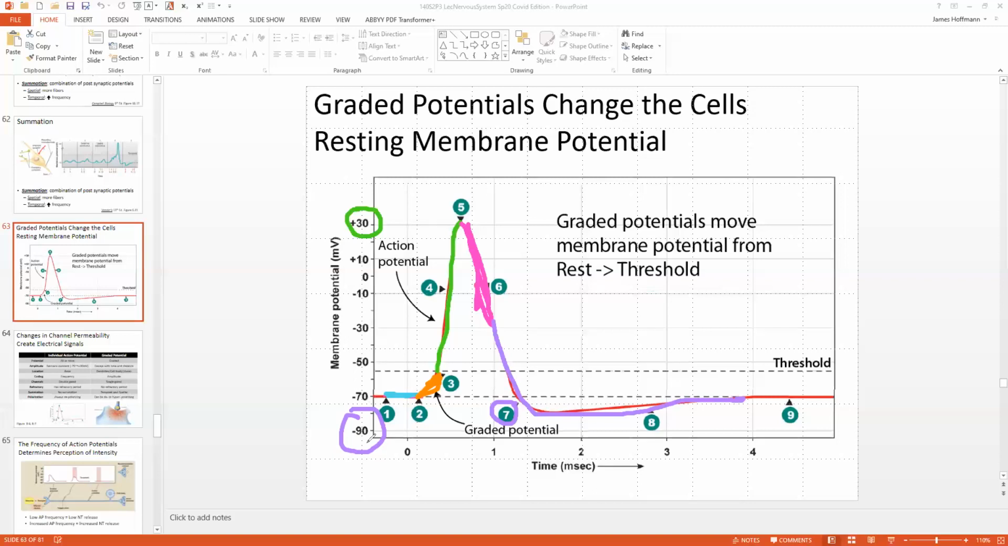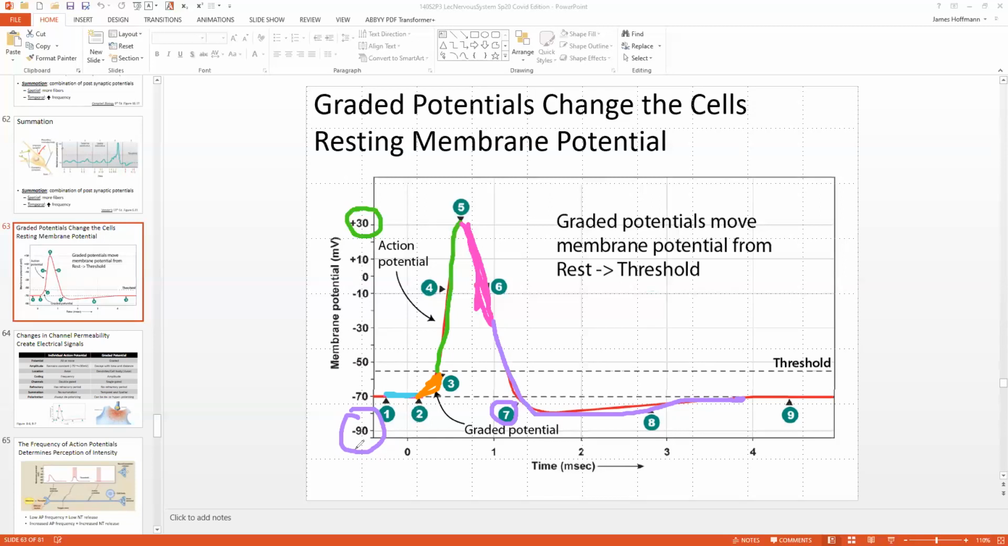And that means if the cell was 100% permeable to sodium or potassium, so let's take potassium first, that's the minus 90 on the bottom down here. If we're 100% permeable to potassium, that means that all of the channels in the membrane were open for potassium, which means potassium would leave. And as potassium leaves, the inside of the cell becomes more negative. That's why it's minus 90.